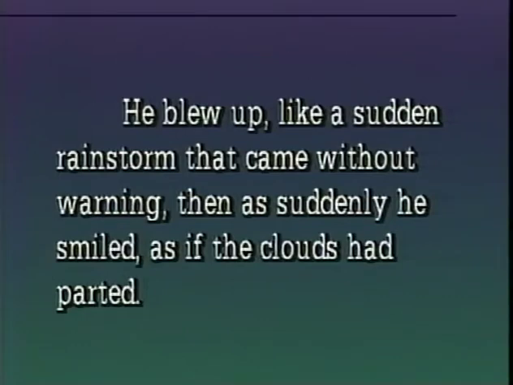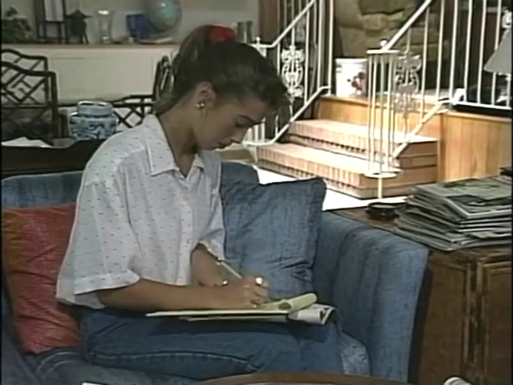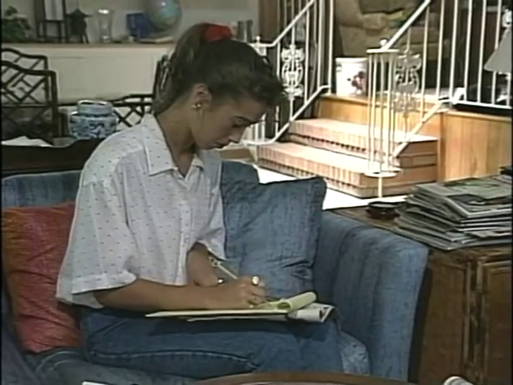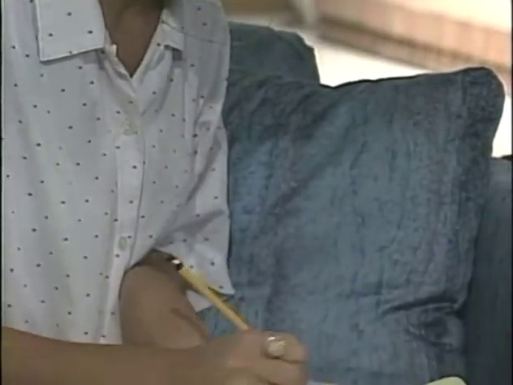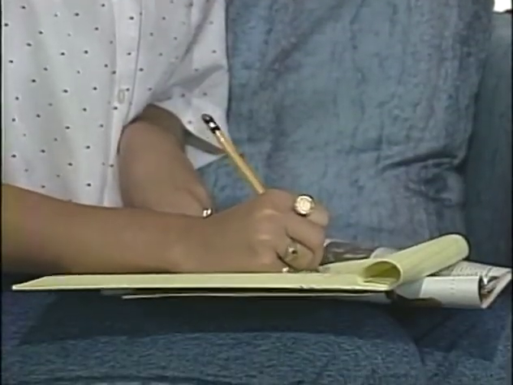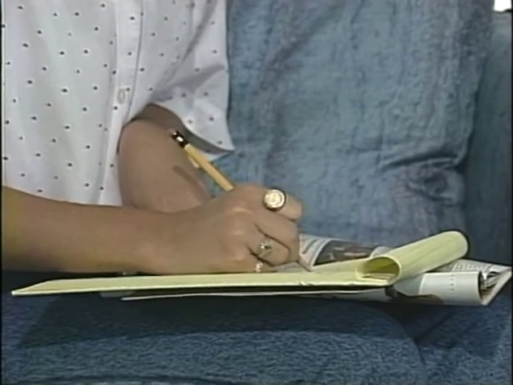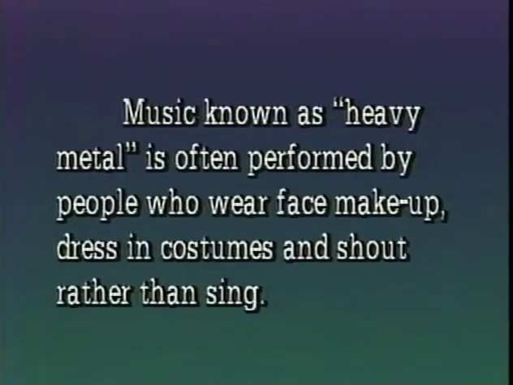Readers are free to draw their own conclusions about what kind of person this man is. Sometimes, in order to avoid bias in our writing, we may bend over backwards and write very straightforward but non-descriptive sentences. The result is oatmeal. Here's an example. Music known as heavy metal is often performed by people who wear face makeup, dress in costumes, and shout rather than sing.